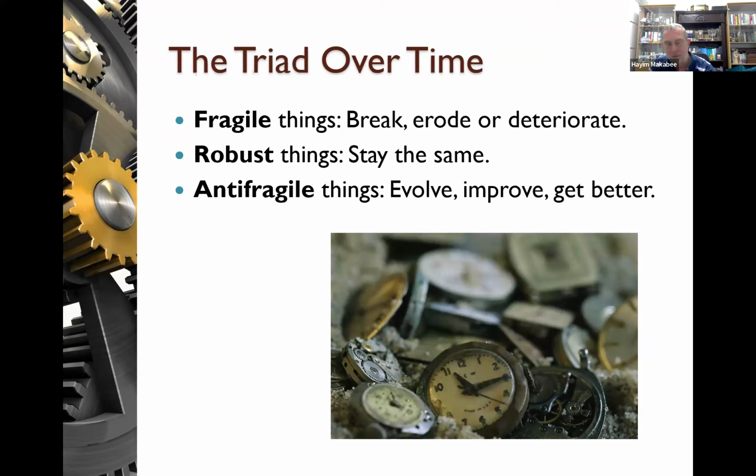so if you look at these three kinds of things over time, the fragile things will break, they will suffer a process of erosion or deterioration. The robust things will more or less stay the same, they will not change. And the anti-fragile things will evolve, they will get better, they will improve. Okay? So this is how they react over time.